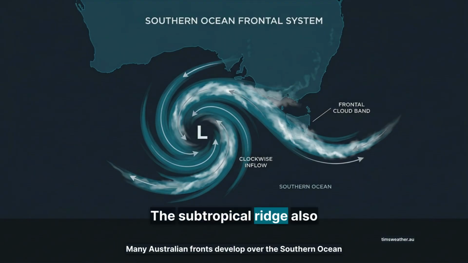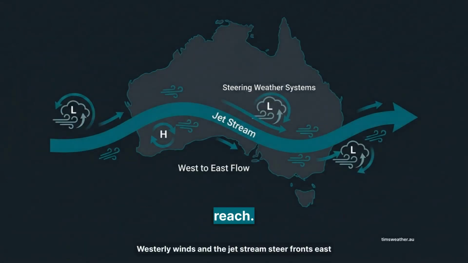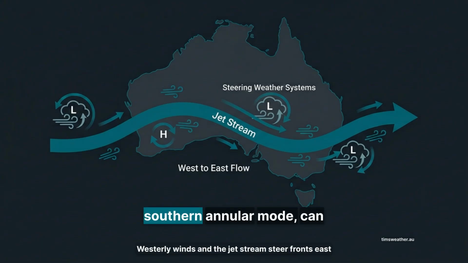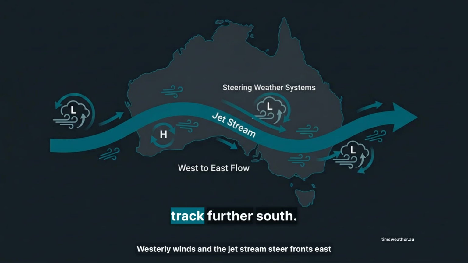The subtropical ridge also matters. When it sits further south or becomes stronger, it can change how far north fronts reach. Another climate driver, the southern annular mode, can shift the belt of westerly winds, so some periods bring more fronts to southern Australia, while others send the storm track further south.